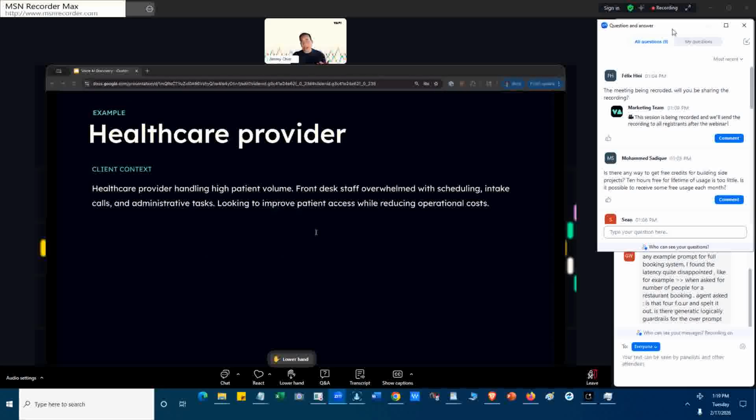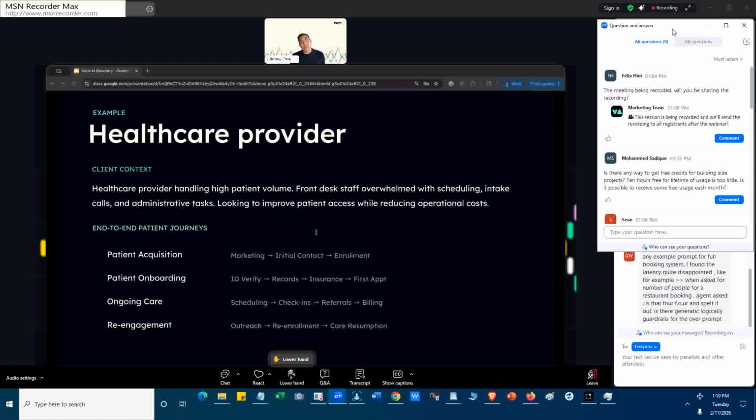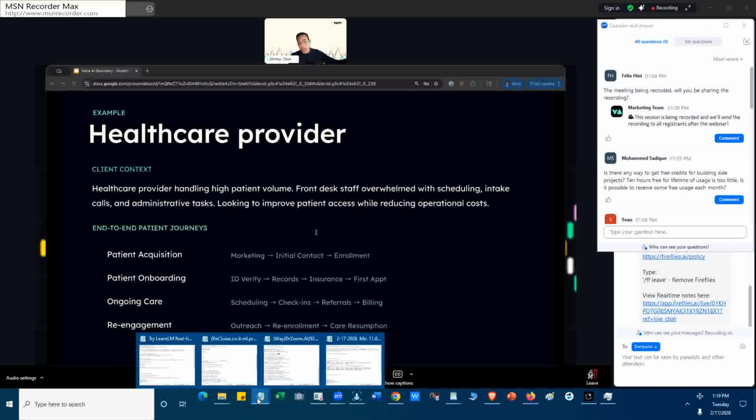So in this customer scenario, there are going to be multiple journeys. And a way that they might look after you've mapped them could be something like this. So 4 key end-to-end customer journeys. This is the highest level of abstraction. Again, this is sort of the highway. So you have patient acquisition, and this is how patients find and enroll with the healthcare provider. That journey may include marketing outreach, an initial contact to that patient, and then enrollment.